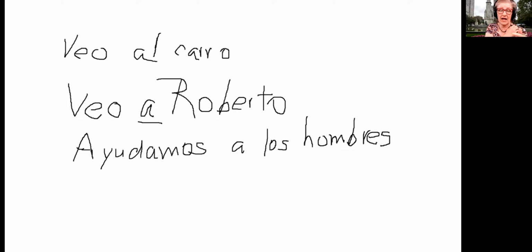You've got to have an a in there. That is a hard thing for us to do because we have no equivalent to it in English. And your brain desperately does not see any reason to do this. It sees no reason, therefore it doesn't do it. Ayudamos a los hombres. Hablamos a mi hija. We're talking to my daughter.